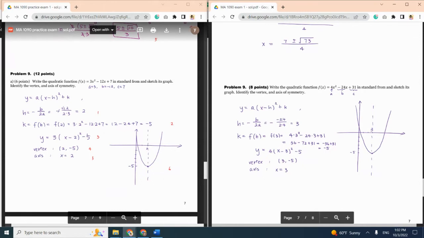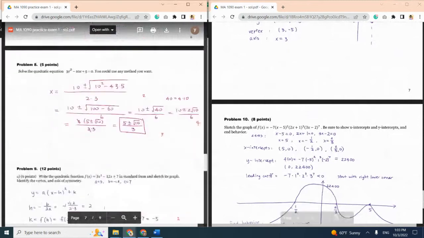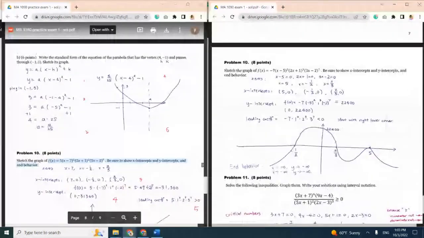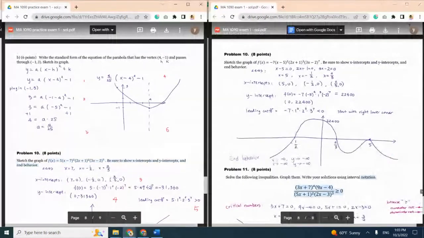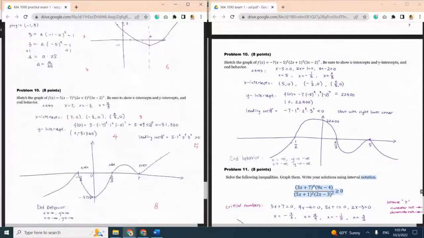All right. Do you see the solution processes are the same, right? You write down the standard form. Use the formula for h and k. Then you can write down the standard form and figure out the vertex and the axis. So all the problems I asked you in the actual exam were in the practice exam. Yeah, this problem I didn't ask you for the actual exam.